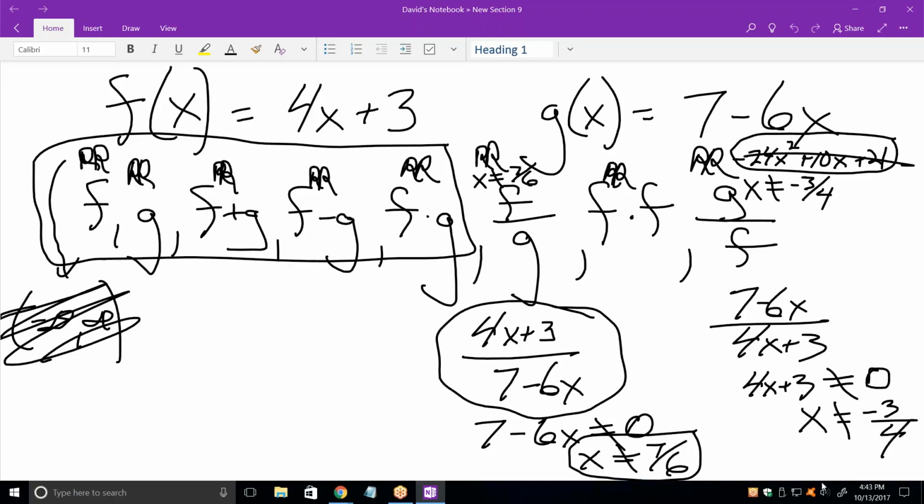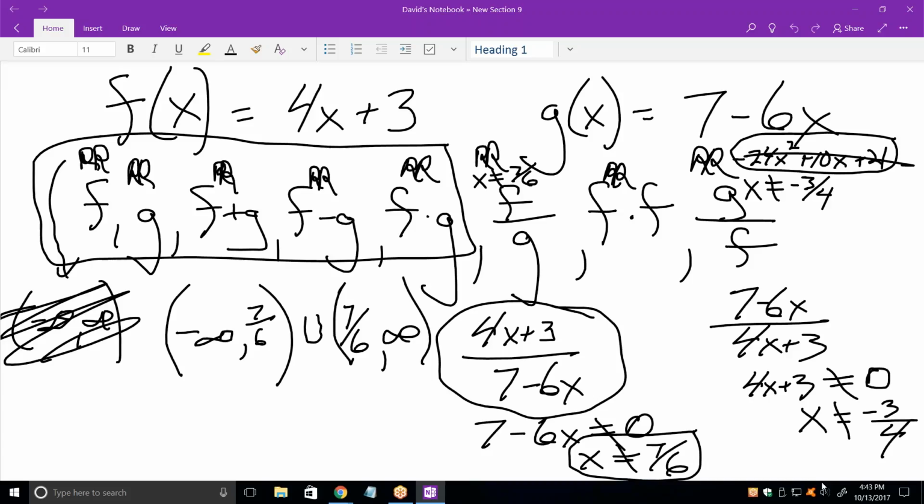So the left interval is negative infinity to 7/6 with a parenthesis, because it cannot be 7/6, in union with 7/6 to positive infinity. And notice that this interval notation means all real numbers except for 7/6.